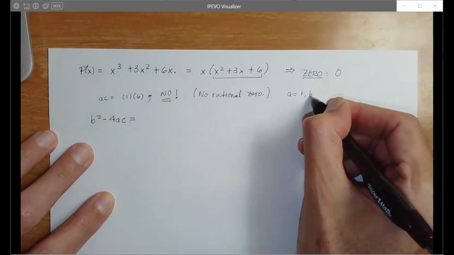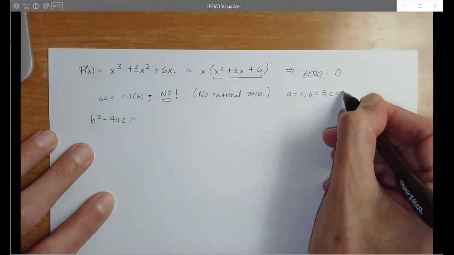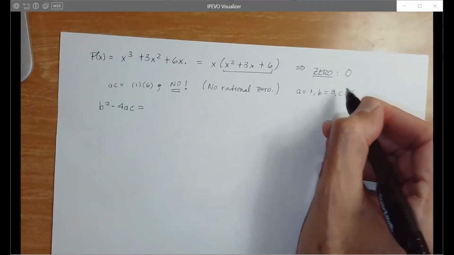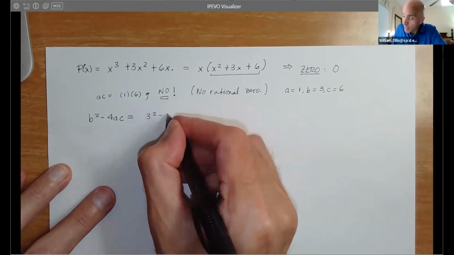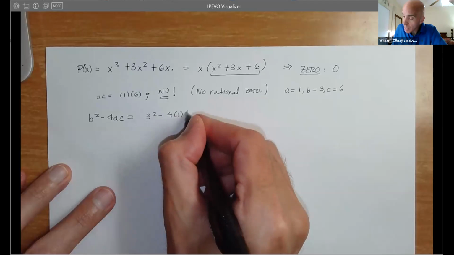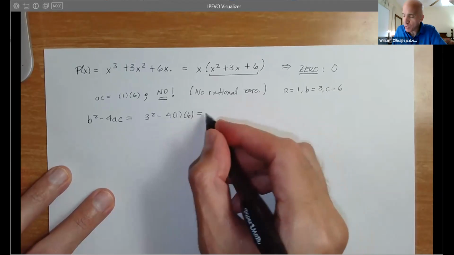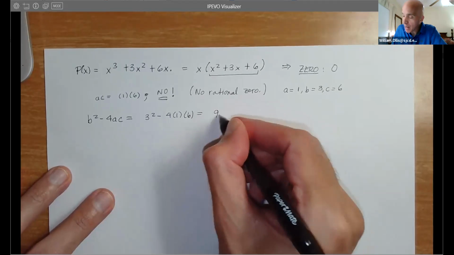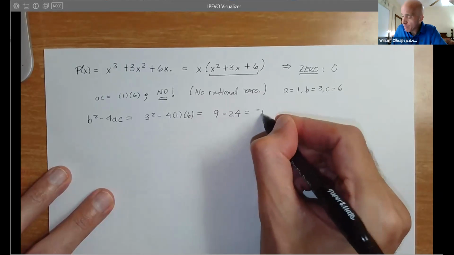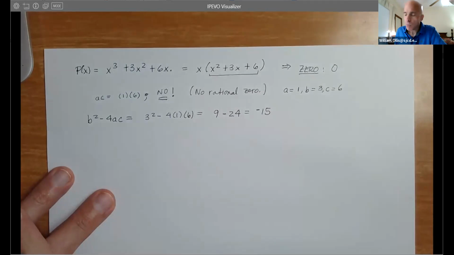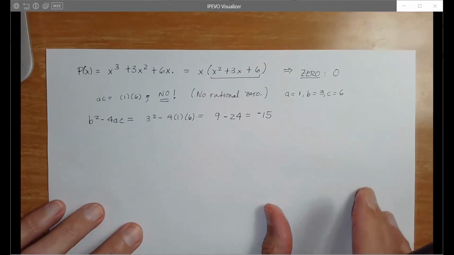B is what? 3. And C is what? 6. Excellent. Okay, so let's fill it in. So we get 3 squared minus 4 times 1 times 6. Now, of course, you know I factor everything to death, but we don't have to. These numbers are easy. So we have 9 minus 24, and that'll give us a negative 15. What does that say? It's going to be imaginary.